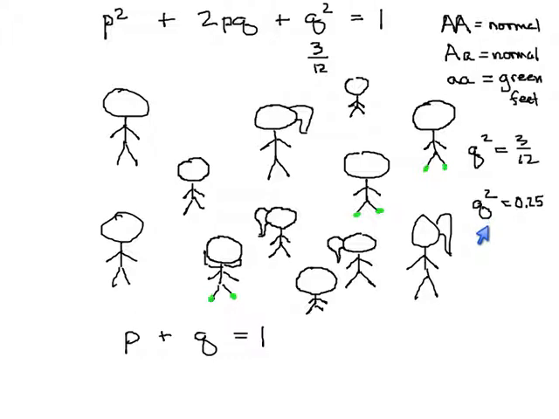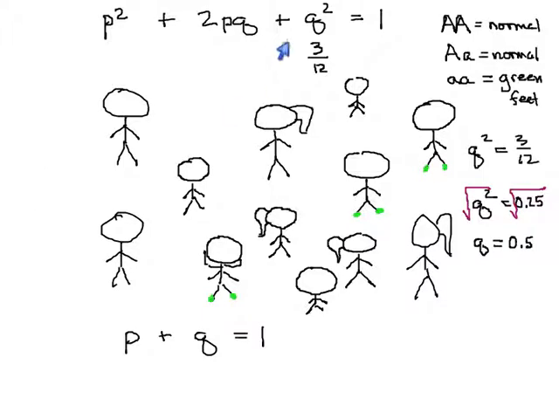Can we find what Q is from here? We want to know just Q, not Q squared, which means we want to unsquare this. And the way you unsquare a number is you square root it. We can square root both sides of this equation. You have to do it to the left and the right sides. And when you do, the square root of Q squared is just Q. In other words, the square root kind of strips the square off. And if you do the square root of 0.25, you find that Q is 0.5.